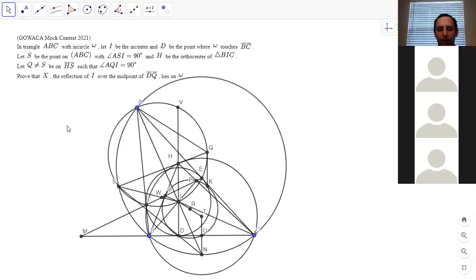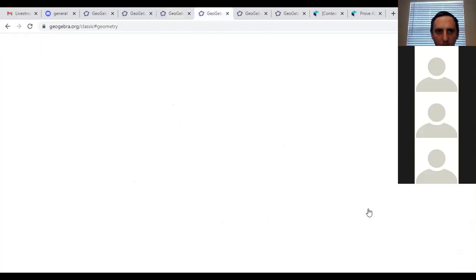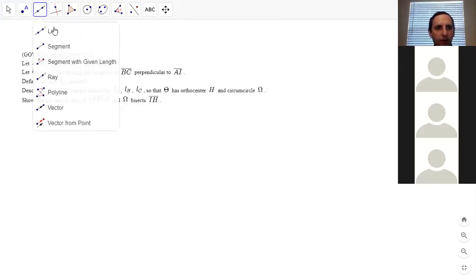All right, I'm going to move on to the next problem. That's okay with you guys. We can come back to it in the end. All right. So here we have a triangle with incenter I.